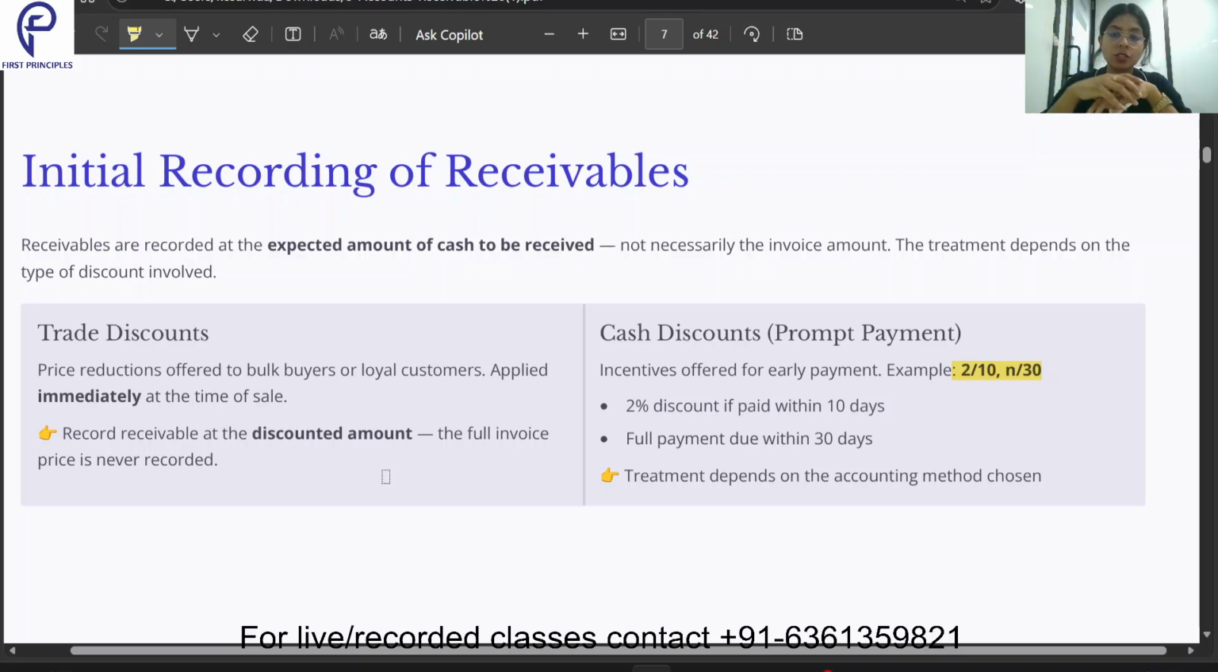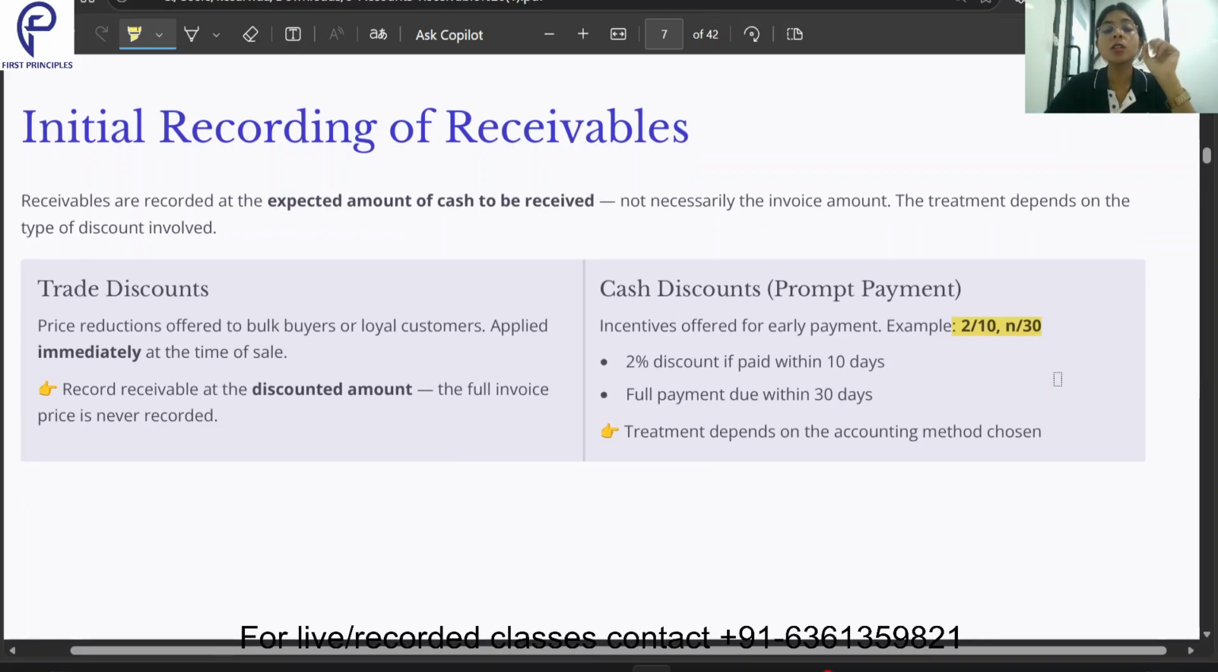Then coming to the cash discount. In the case of cash discount, we offer early payment, like you have heard of an early bird discount. Similarly, if we give customers this offer that if you pay me earlier, I will give you this much amount of discount. I have highlighted 2/10, n/30 over here; we will discuss this in the next slide. So in the cash discount, how do we record the accounts receivable? There are two methods, which we will have a look at in the subsequent slides: one is the gross method, one is the net method.